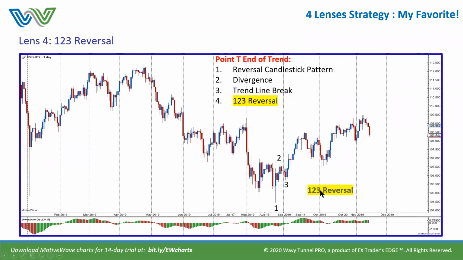So the 1, 2, 3 reversal is where we label point 1 as the lowest point on the chart, and then the market moves up, we label that point 2. The market moves down, we label that point 3. And once we take out the point 2 high, that creates a trend in the new direction, an uptrend, because then we have higher highs and higher lows.